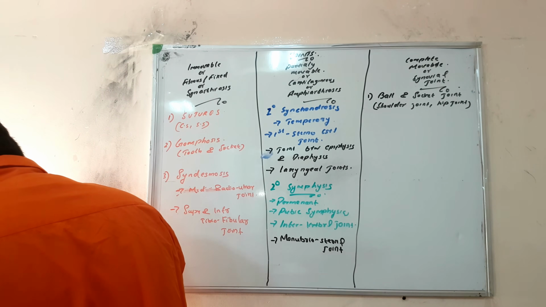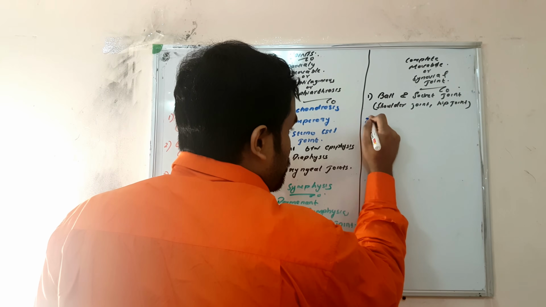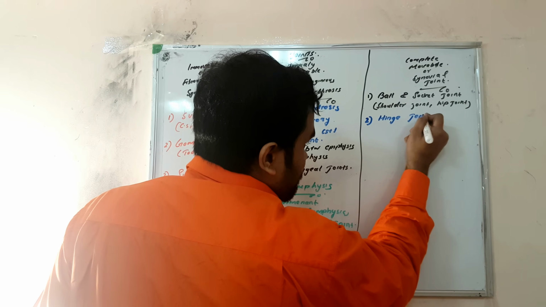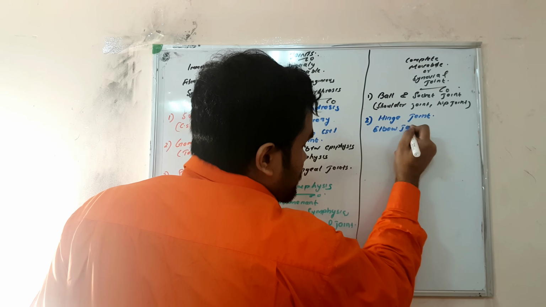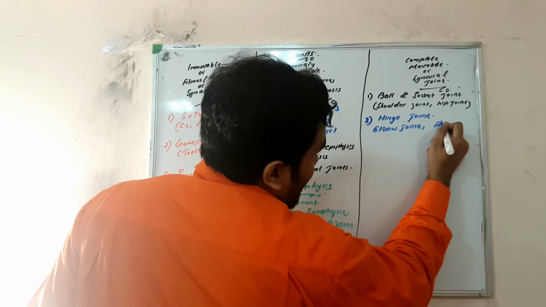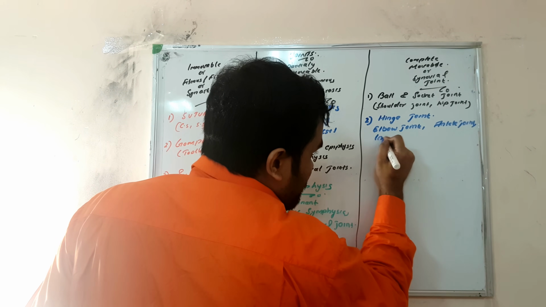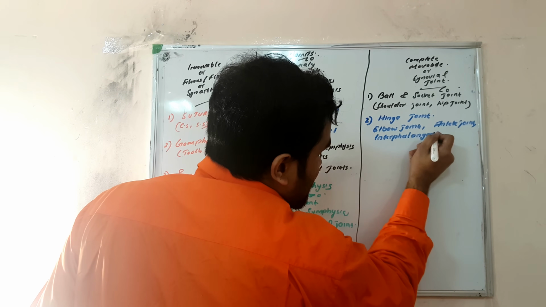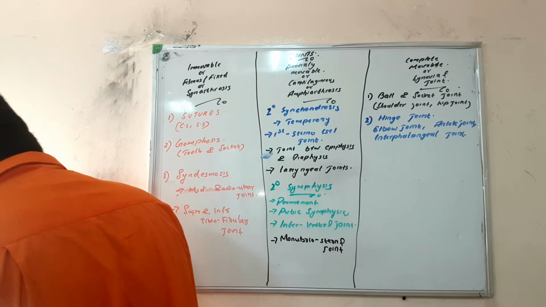Now the second type is the hinge joint. Here we have the elbow joint, ankle joint, just by heart, and the interphalangeal joint. The elbow joint, ankle joint and the joint between two phalanges come under hinge joint.